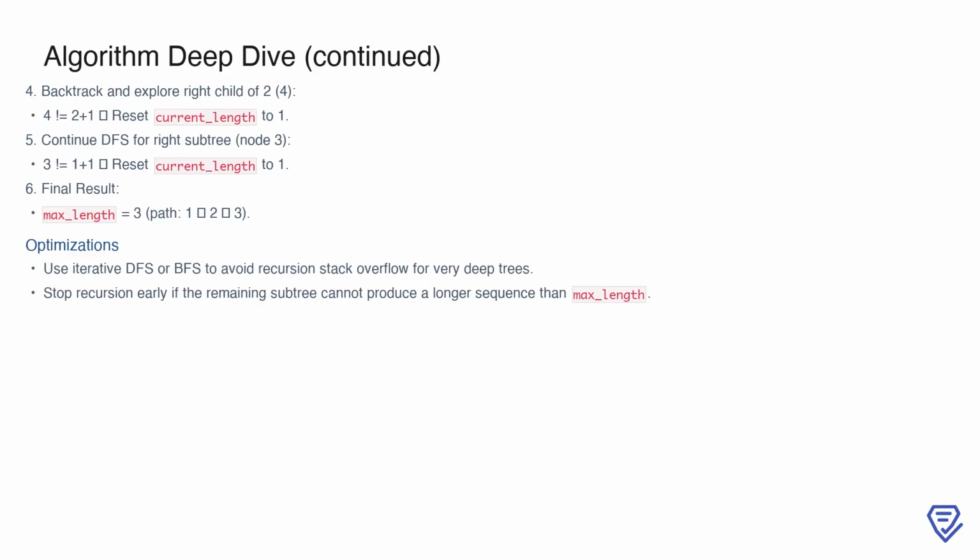To optimize this approach further, we could use an iterative DFS or BFS to avoid recursion stack overflow in very deep trees. Additionally, pruning subtrees that cannot possibly yield a longer sequence than the current max_length can save unnecessary computation. These optimizations make the algorithm robust and scalable for larger or more complex trees.